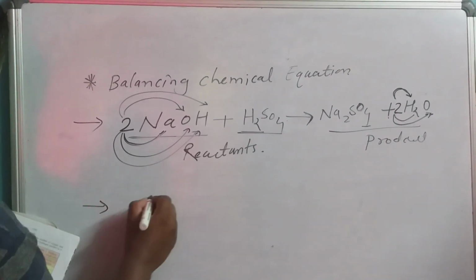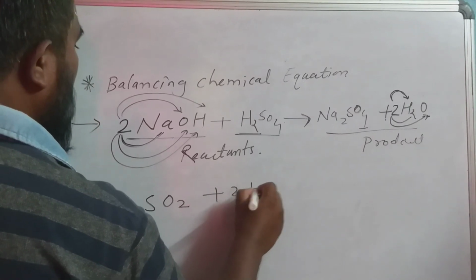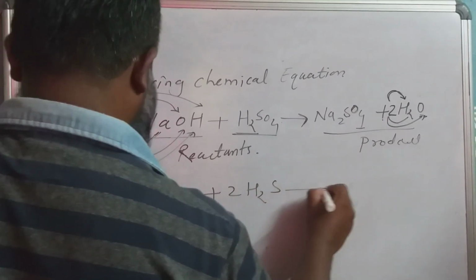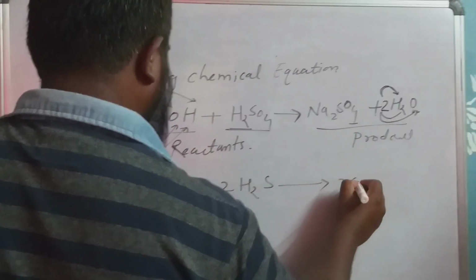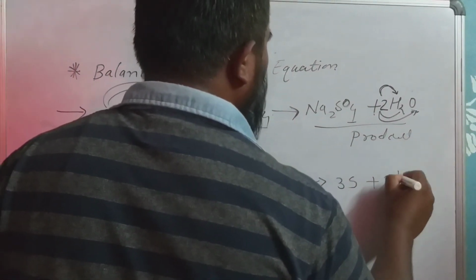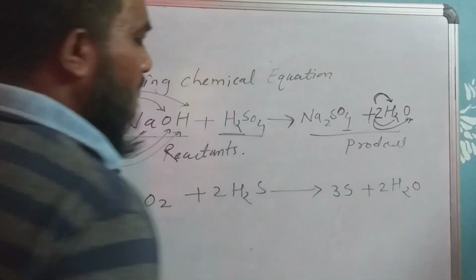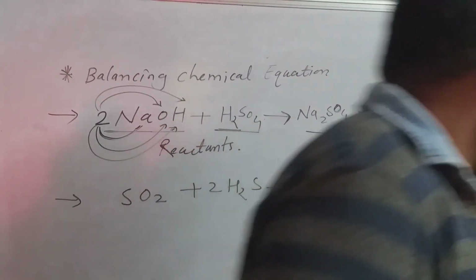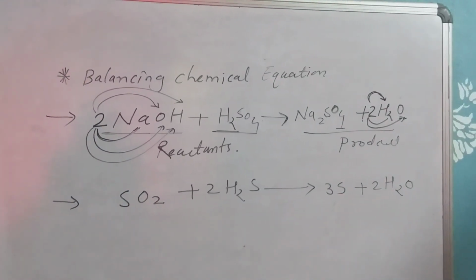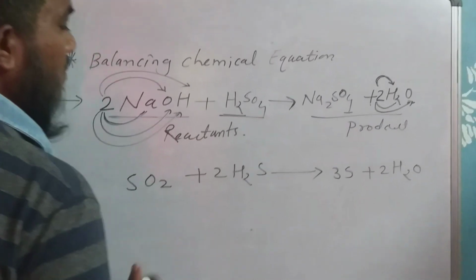Second example is given, SO2 plus 2H2S, it gives 3S plus 2H2O. Now in this type of reaction we have to see whether this reaction is balanced or not.